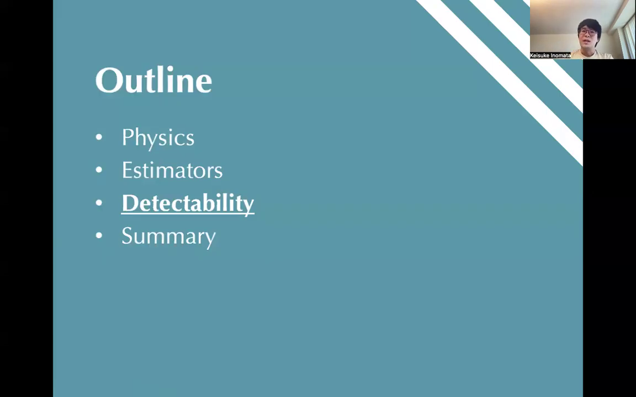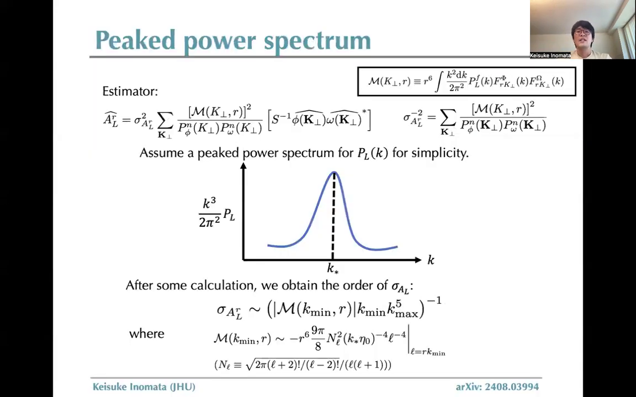Okay, finally, let me explain the detectability. Again, these are the estimator and this is the variance. And we assume a peaked power spectrum for the gravitational wave power spectrum for simplicity. After some calculation, we finally obtain the order of the variance and the M function is this. I skipped the intermediate calculation, but after some calculation, we obtain these order estimates.